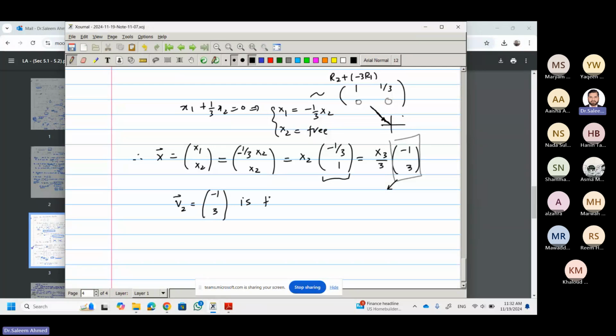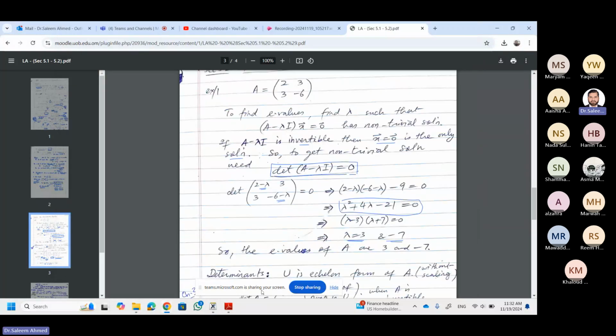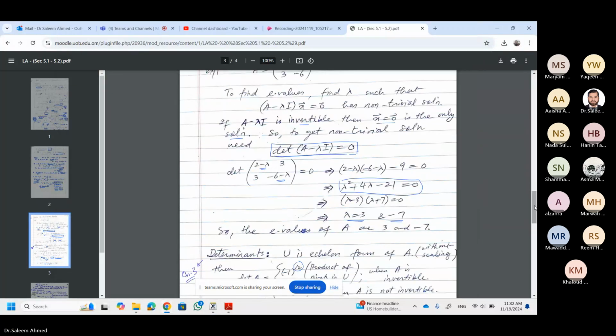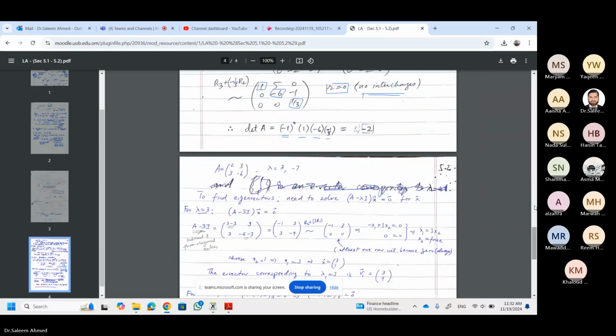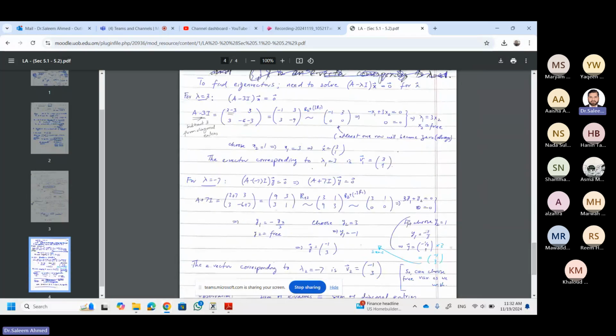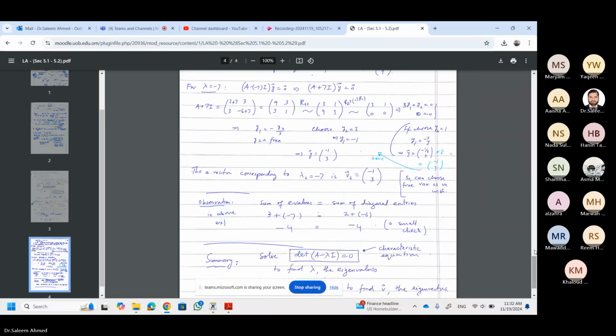This is the eigenvector for the second eigenvalue, lambda 2 equal to -7. So now you see I got two eigenvalues and two eigenvectors. So I think I got the same. Yes, the first eigenvector is 3, 1, the second is -1, 3. Okay, so it is the same thing.